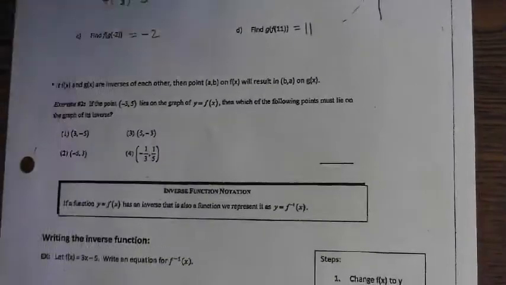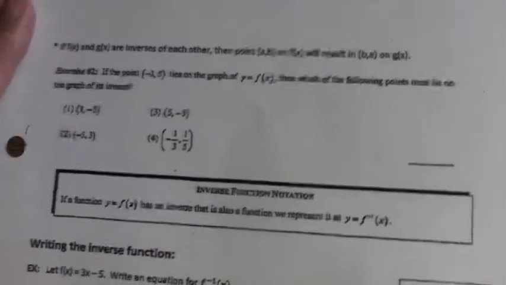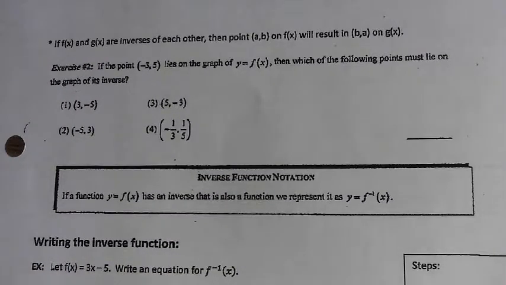So in exercise 2, take a minute, read it, and think about your answer, then we'll take a vote. So on the count of 3, I want you to hold up 1, 2, 3, or 4. On your mark, get set, go.